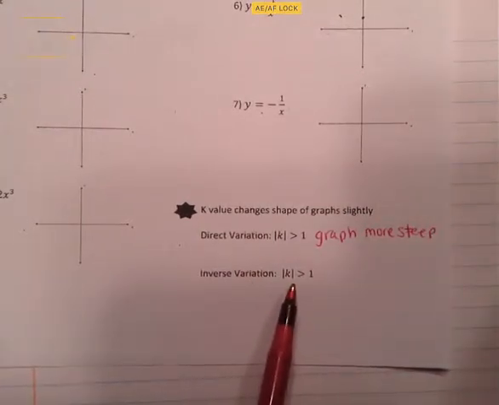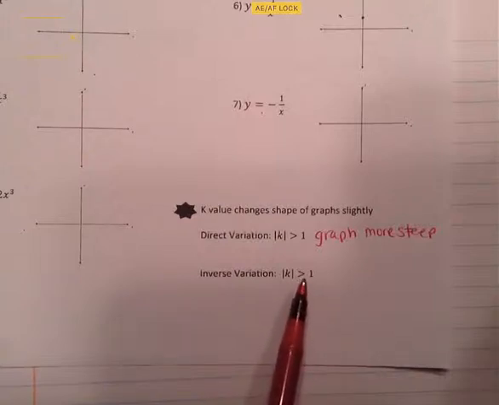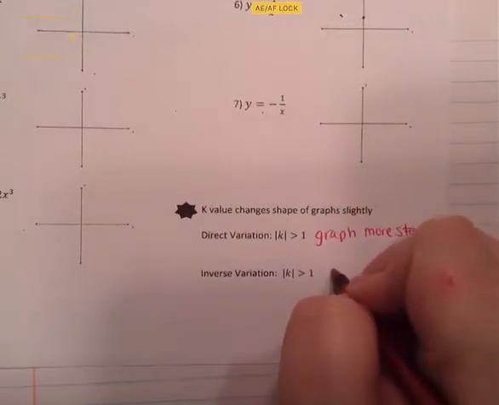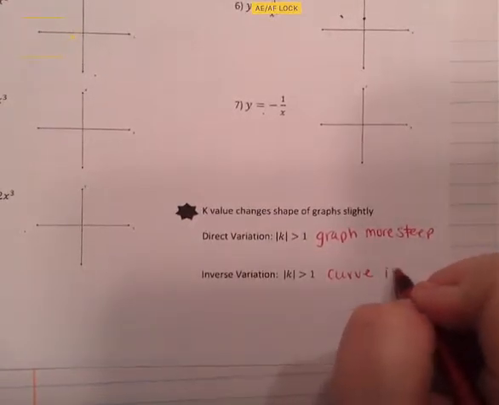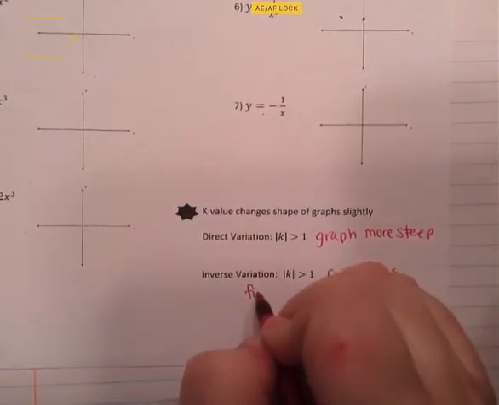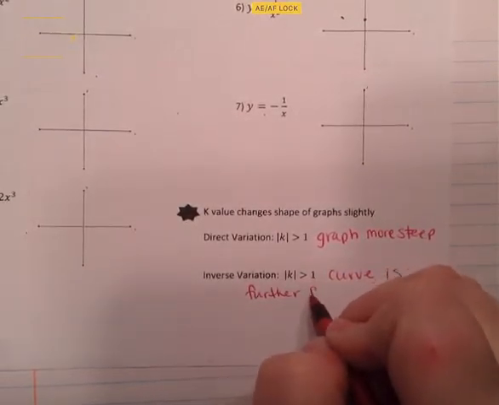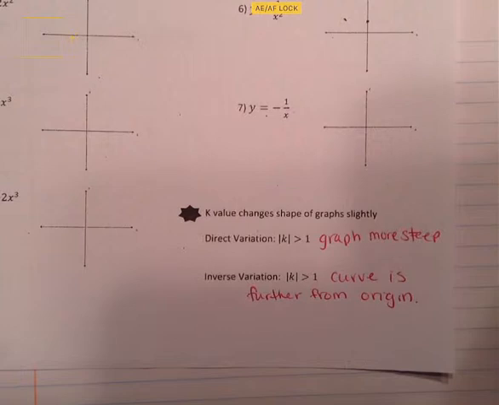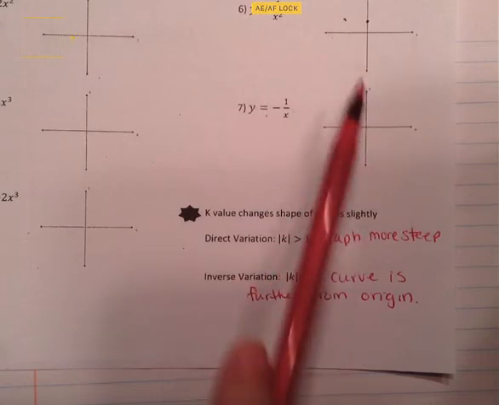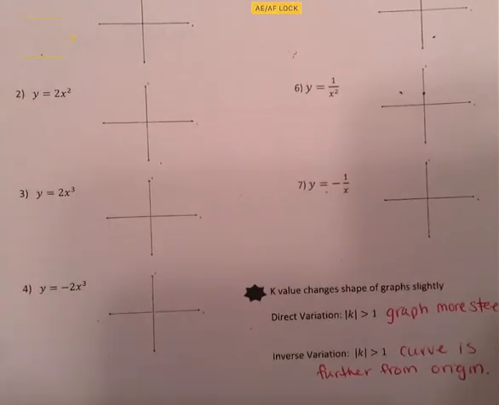But on inverse variation, because it's the inverse of this, when the absolute value of k is greater than 1, the curve is going to be further from the origin. It will curve because it does not cross through the axes, and it will be further away from the origin. So we're going to use these to help us graph a basic sketch given the equations, to know what it would look like.